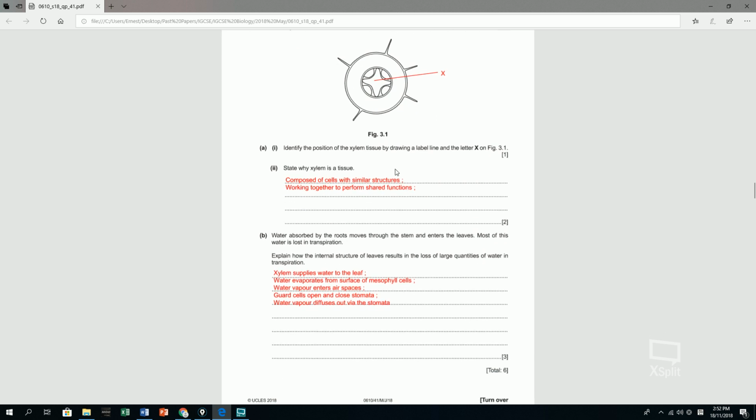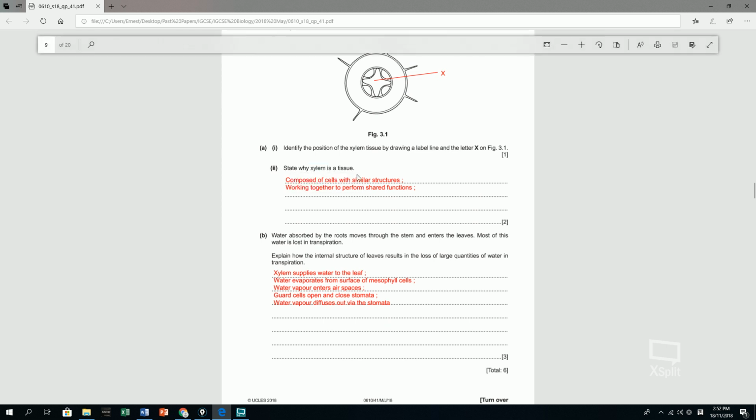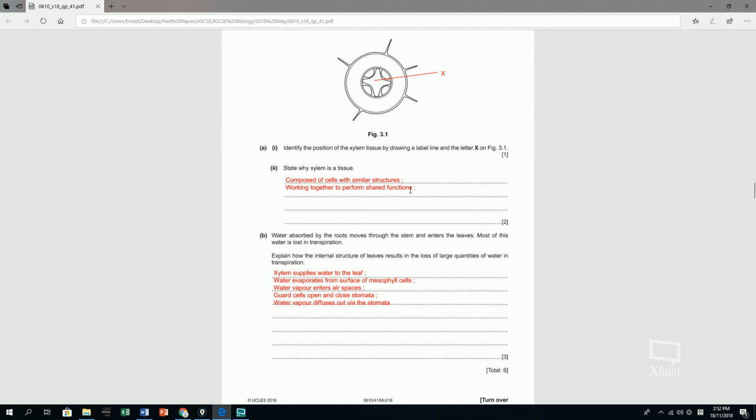So they ask you why xylem is a tissue. This is simply asking you to tell them what the definition of a tissue is, which is a tissue is composed of cells with similar structures and they work together to form shared functions. That is exactly why a xylem is a tissue, because it's just that.